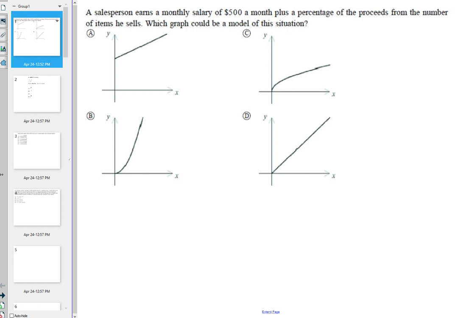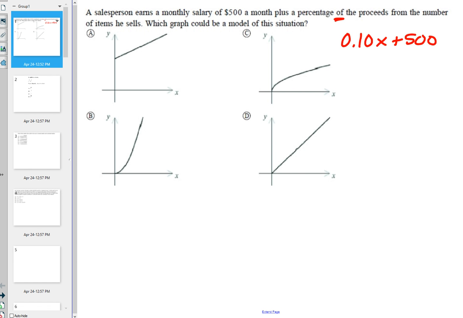He's making $500 a month, and then if he's making a percentage of, what does that word of mean? We know what a percent is. It could be a decimal, but what does the word of mean in that context? It means multiply. So that's the slope. If he's making a percentage of the proceeds, you're multiplying some percent. This is not asking you for specific numbers, but let's say he made 10%. So that would be 10% of whatever his sales are plus that 500.